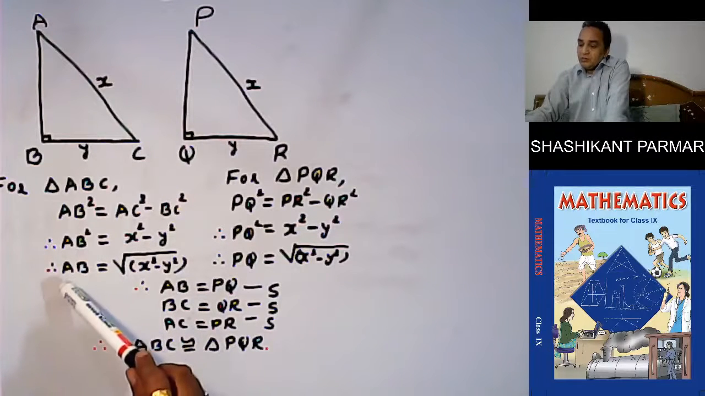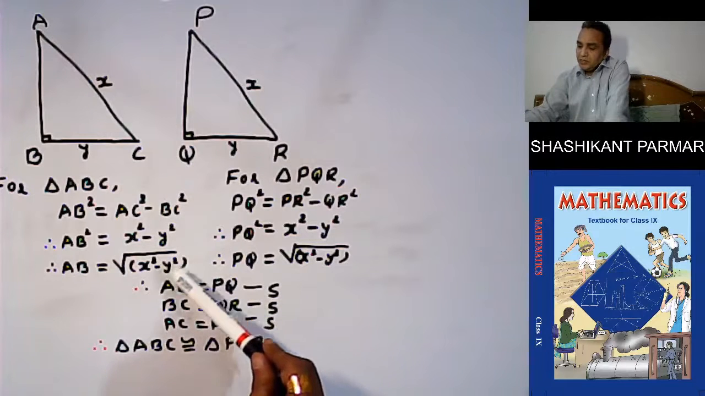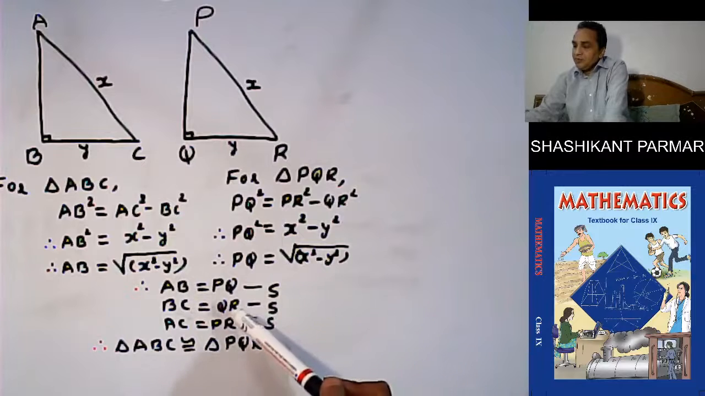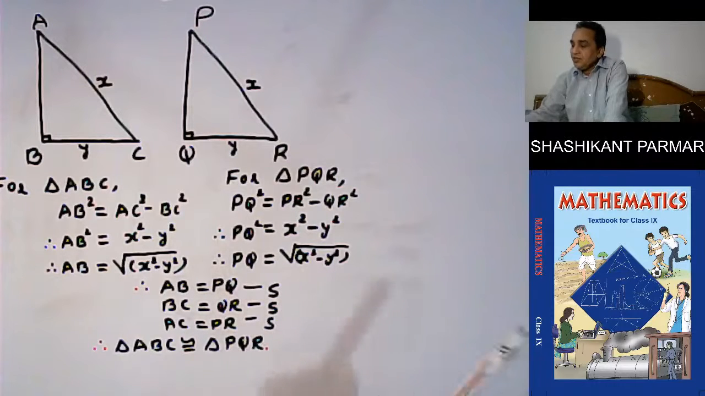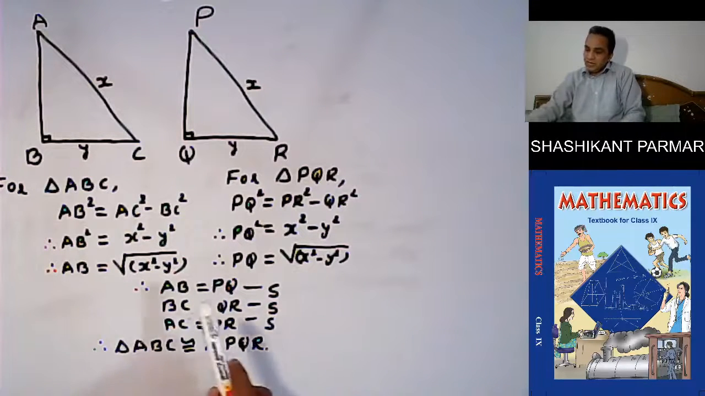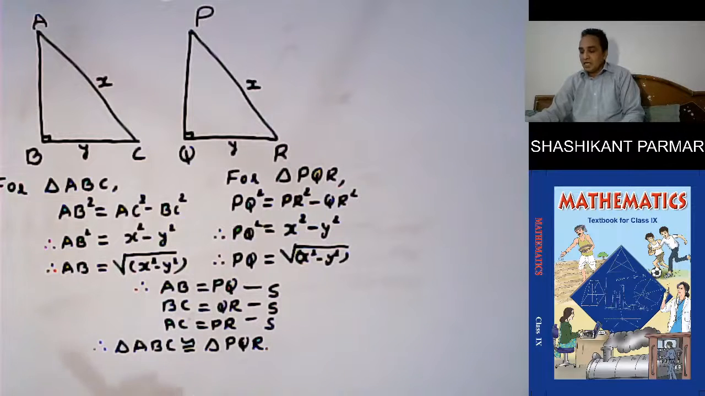So you can find AB is equal to the square root of x square minus y square, and similarly for triangle PQR, PQ is equal to the square root of x square minus y square. That's why we get AB is equal to PQ. BC is equal to QR is given, AC is equal to PR is given, and so by the SSS rule, we can say that triangle ABC is congruent to triangle PQR.